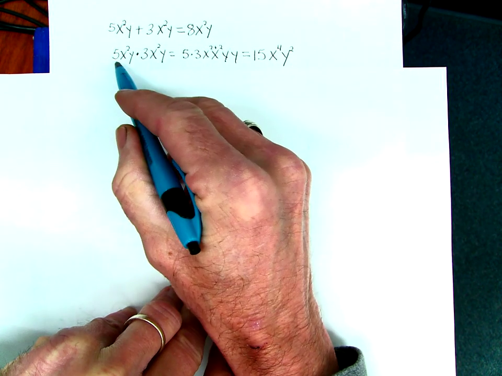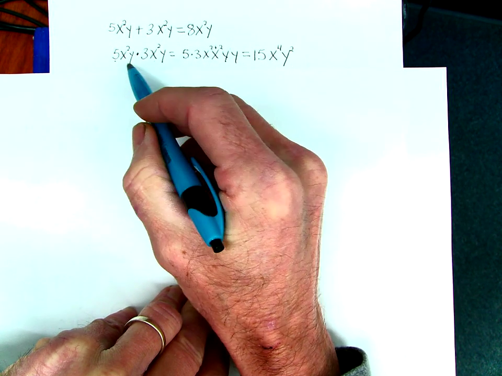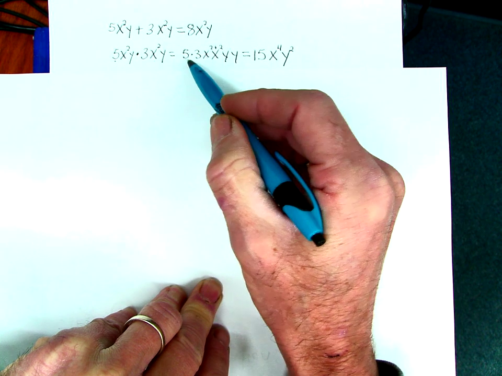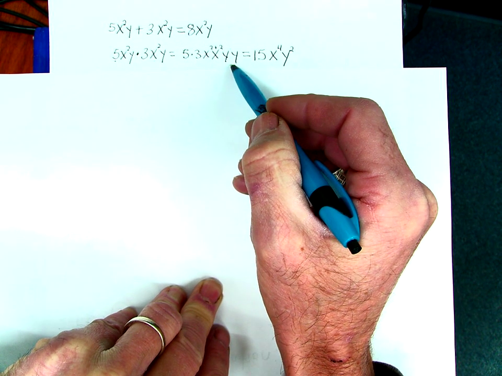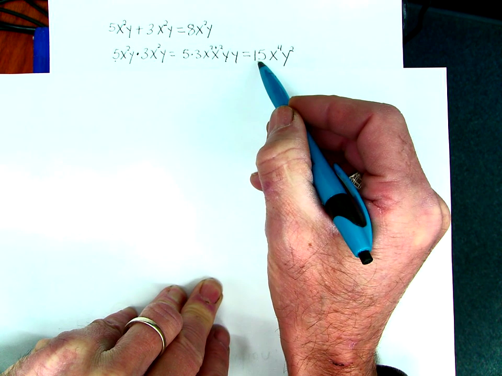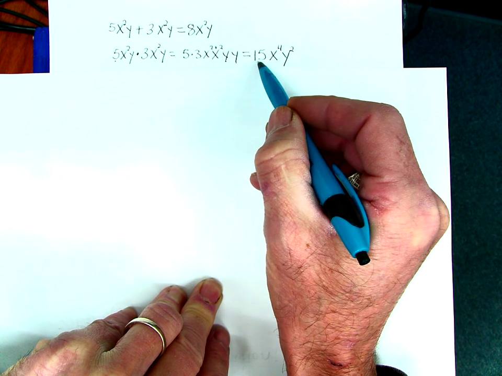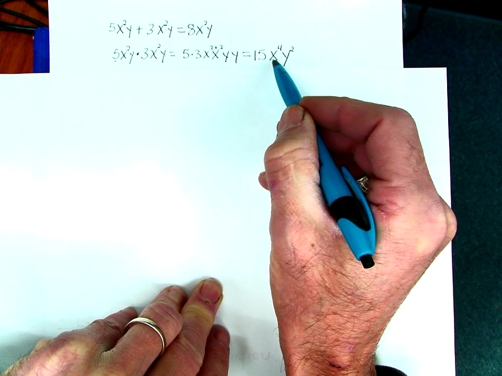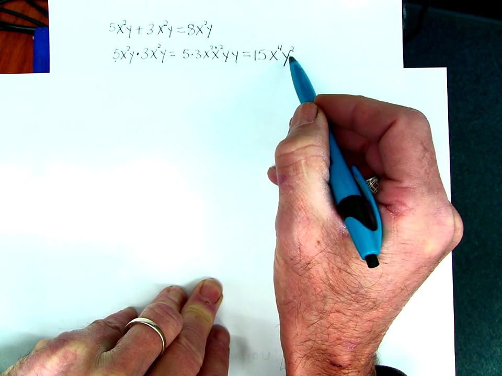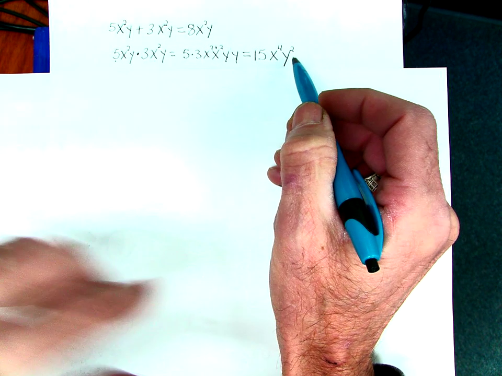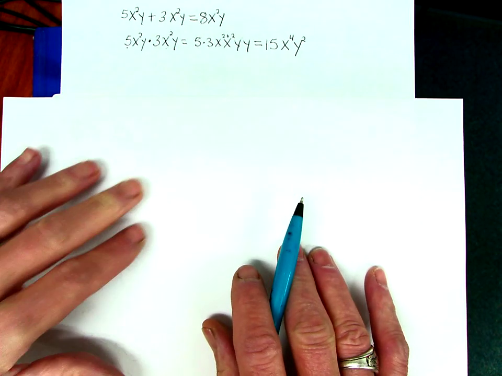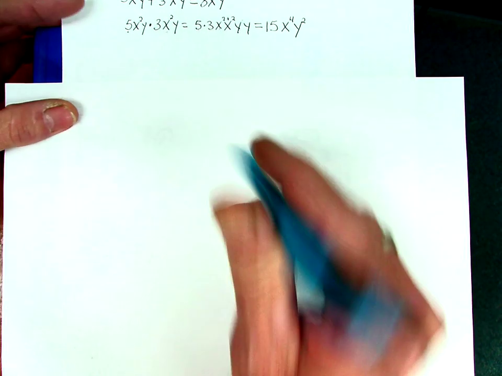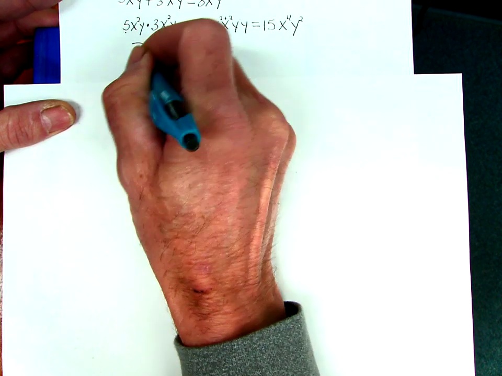So we analyzed, we looked through the whole thing to see what we had. We reordered to get everything next to each other so we didn't miss anything. And then we simplified, which means go ahead and carry out the multiplication. The answer is 15 x to the 4th y to the 2nd, and that is done. It's in order, it's finished. But what we're going to do today is we are going to learn the power rule.